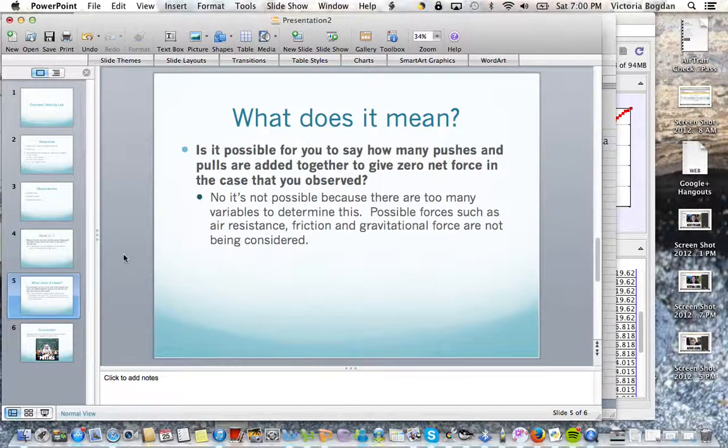And what does this mean? Is it possible for you to say how many pushes and pulls are added together to give 0 net force in the case that you observed? And no, it's not possible because there are too many variables to determine this, as seen in my video. Possible forces such as air resistance, friction, and gravitational force are not being considered.